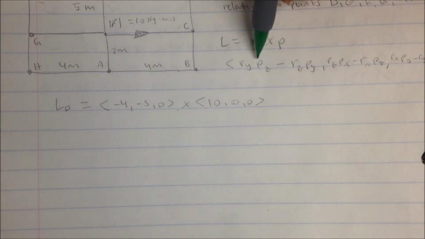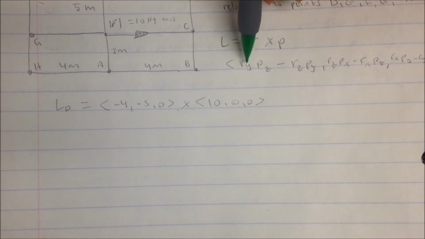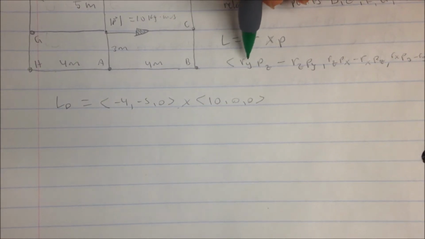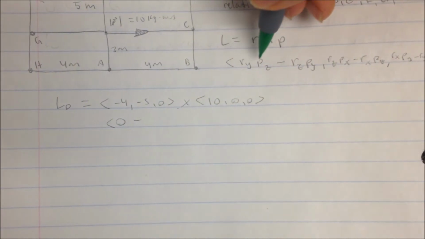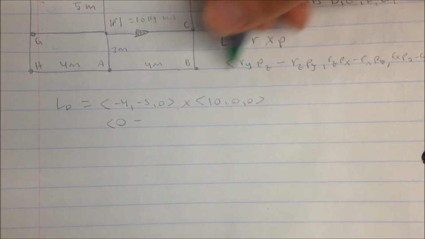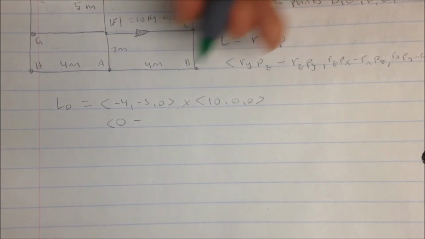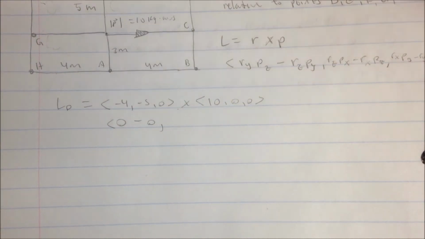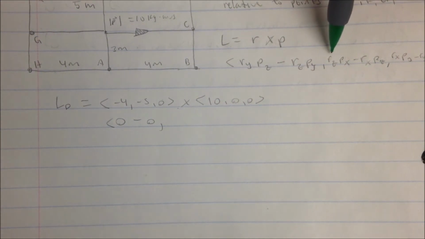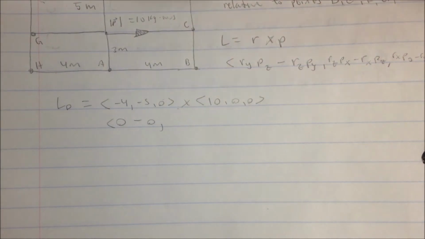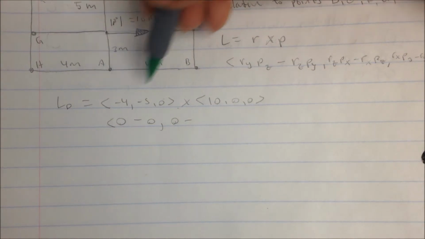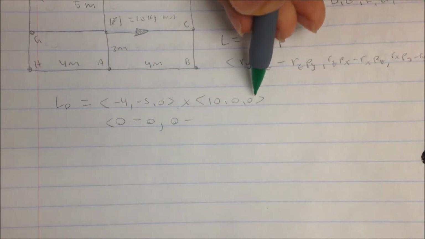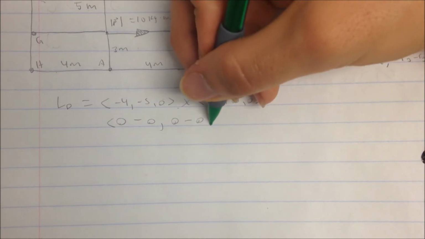And then using the formula for the cross product, it would be Ry times Pz, which is 0, minus Rz, which is 0, times Py, which is 0, so the x component is 0. For the y component, it would be Rz, which is 0, minus Rx, which is -4, times Pz, which is 0, so another 0, so the y component is 0 again.